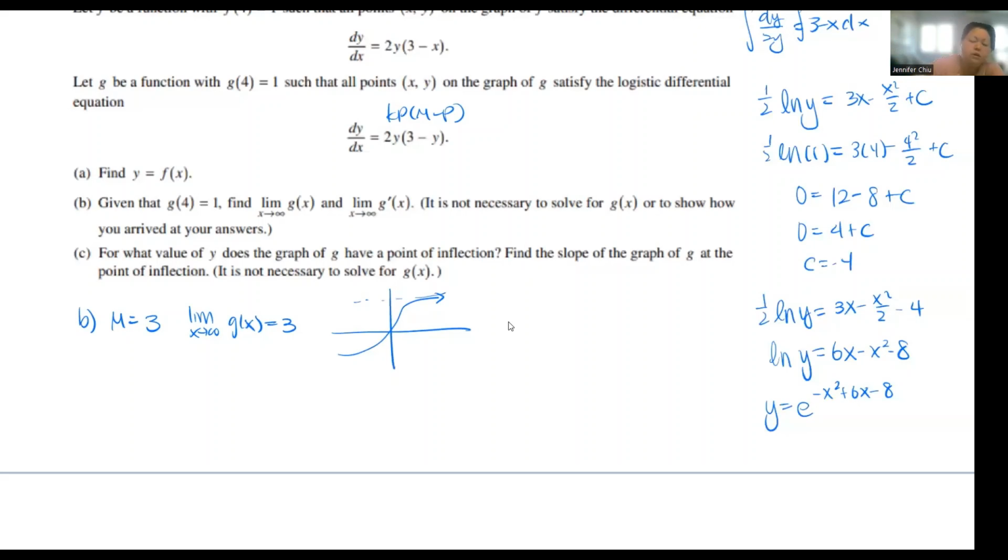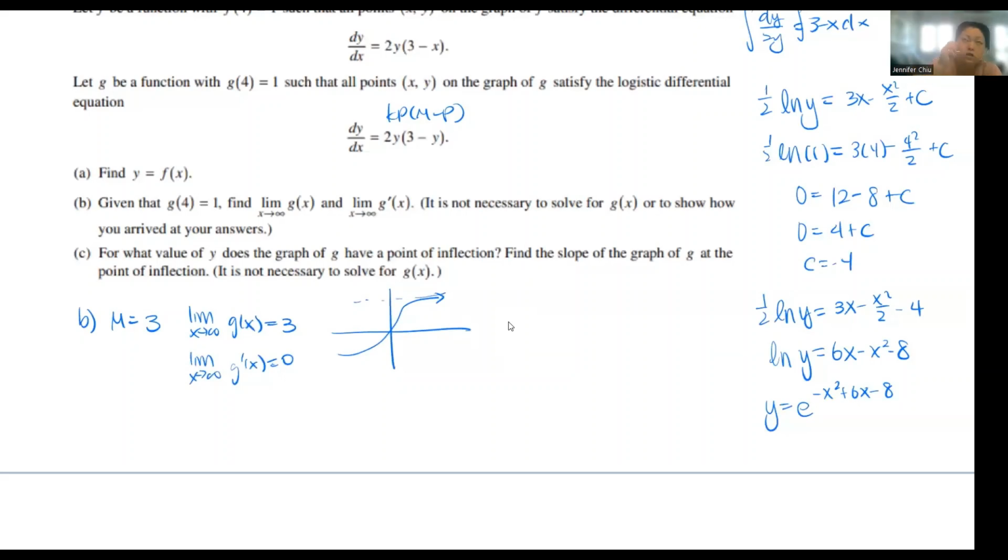So from the graph and our knowledge of logistic equations, we know the carrying capacity is the limit for g(x). Because it's a horizontal asymptote, the limit as x approaches infinity of g'(x) is 0, because the slope there is 0. All right, and then lastly, part C asks: for what values of y does the graph of g have a point of inflection? Find the slope of the graph of g at that point of inflection. It's not necessary to solve for g(x).